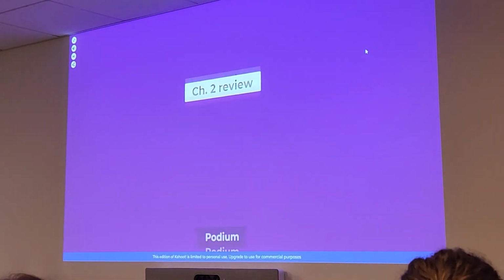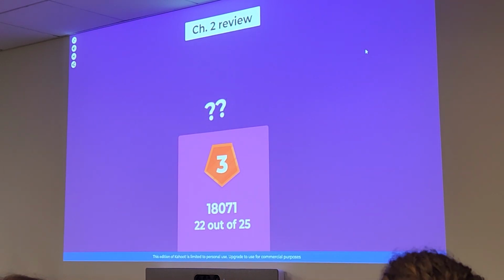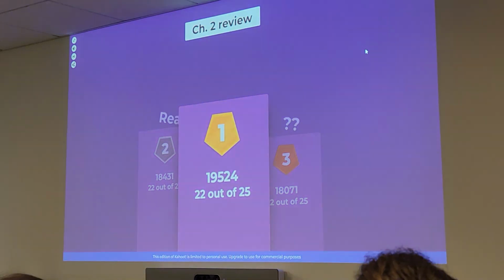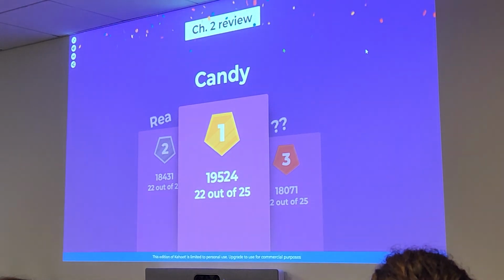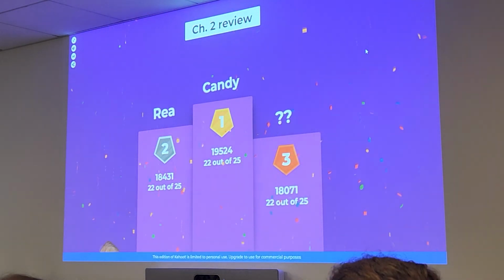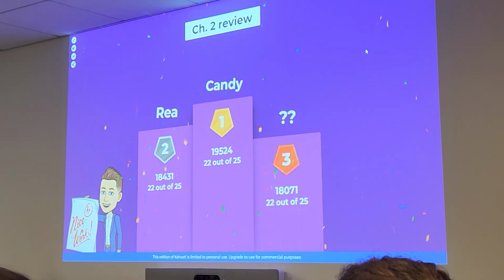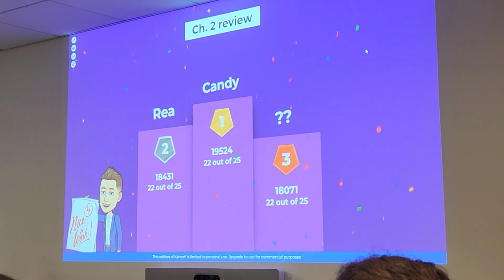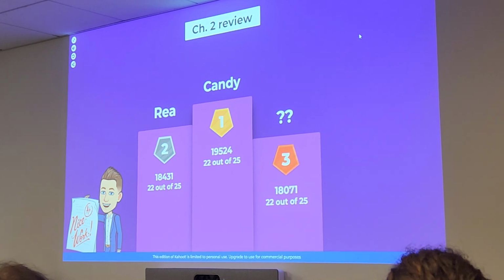All right, so for third place we have whoever that is. Question marks. Second place we have Rhea. And in number one we have Andy. So who's question marks? Angelica. Who was Rhea? And then for Candy, who was Candy? All right. See, I got 22 out of 25, but somebody was faster. Jay, what happened?